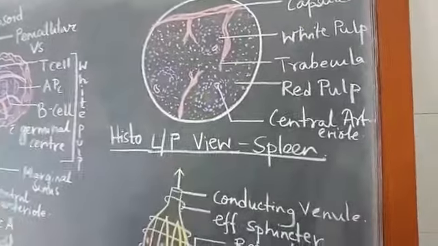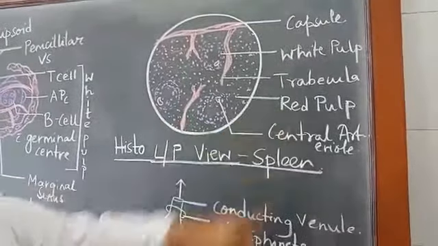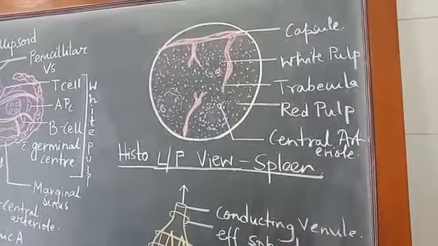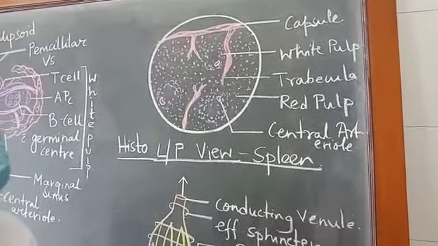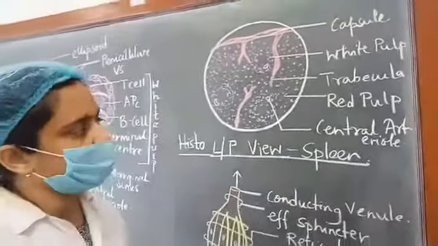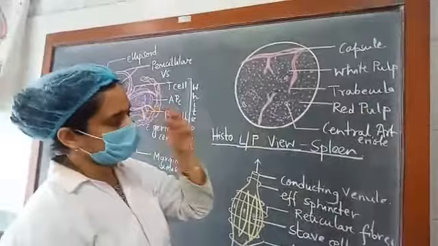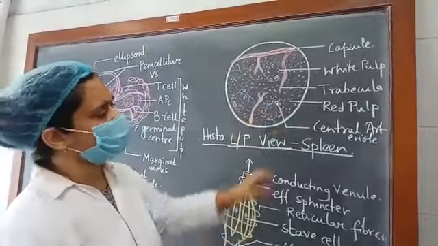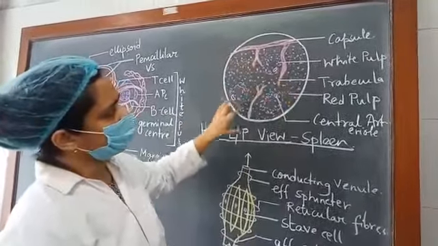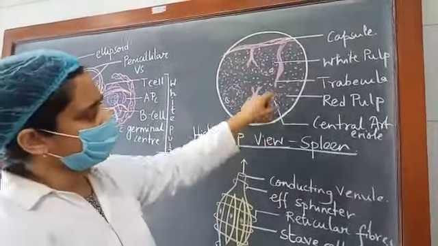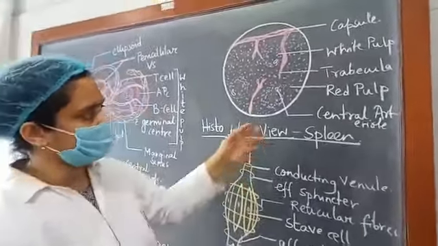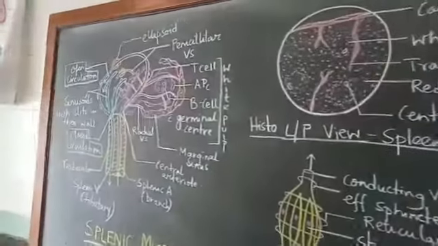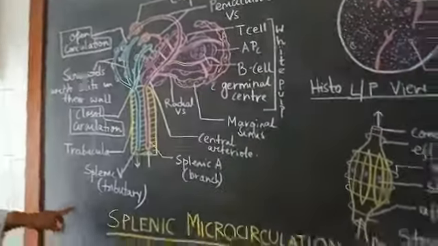75% of the splenic parenchyma consists of red pulp. Red pulp is mostly made up of the splenic cords of Billroth and the marginal sinuses. This you can see distinctly only under high power. Under low power, you will just find the red pulp with mostly pink and purple dots. Now come to the splenic circulation.